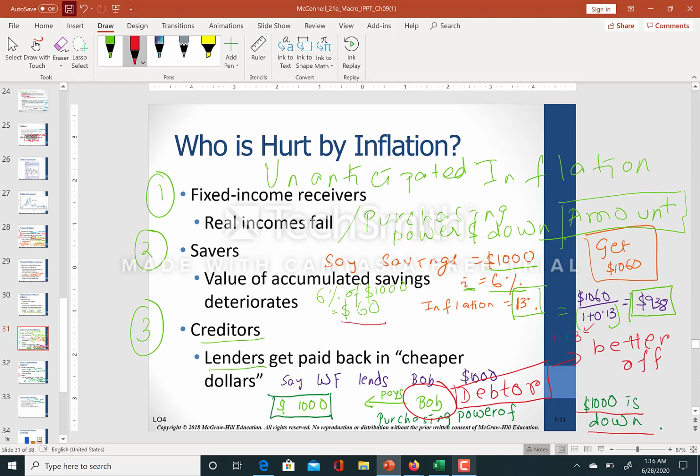The third group of people who are hurt by unanticipated inflation are the creditors. Say, for example, Wells Fargo is lending Bob $1,000. The creditors are also the lenders, and Bob is a debtor here. Bob needs to pay back this $1,000 to Wells Fargo. Because we have inflation, the value of money is down. Bob is paying back this $1,000, but the purchasing power of $1,000 goes down. So Bob as a debtor is better off, but Wells Fargo as a creditor or a lender is worse off.